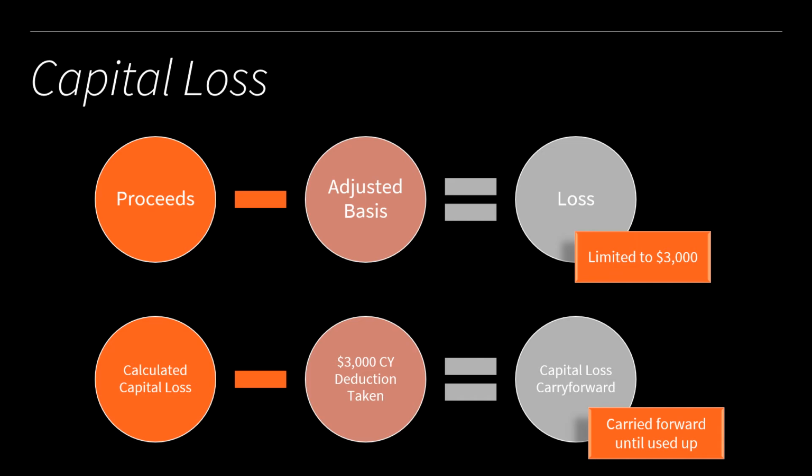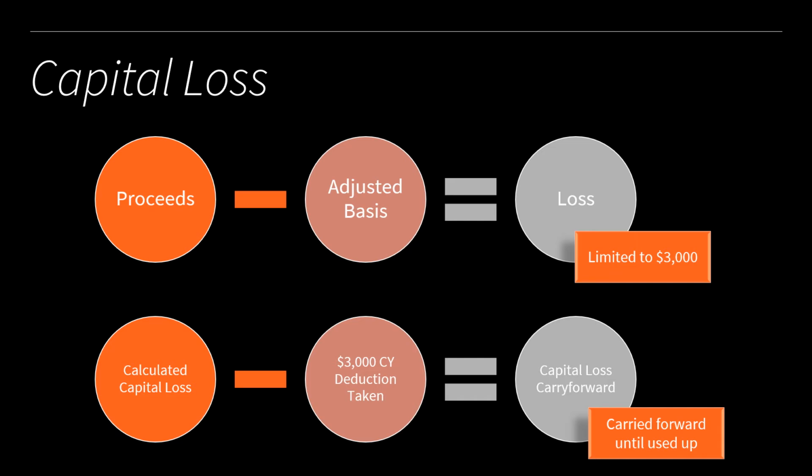When we have a capital loss, our taxpayers are allowed to take some of that, but not all of that. So when there is a loss, we would take the proceeds minus the adjusted basis. We get a negative number, we get a loss. The taxpayer can only take $3,000 of that in the current year.